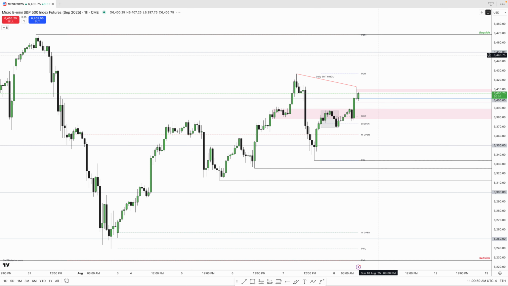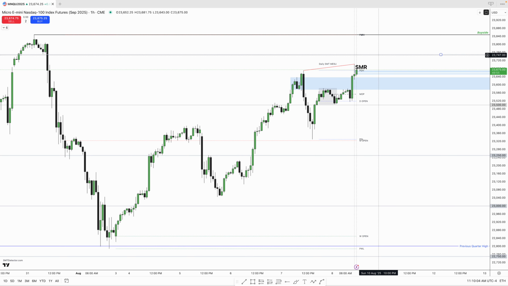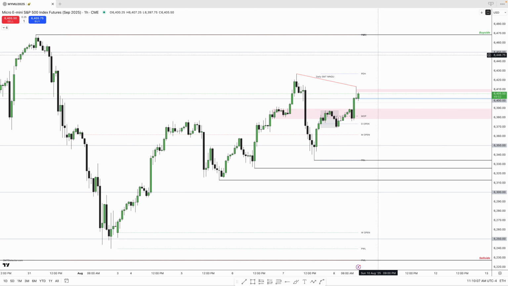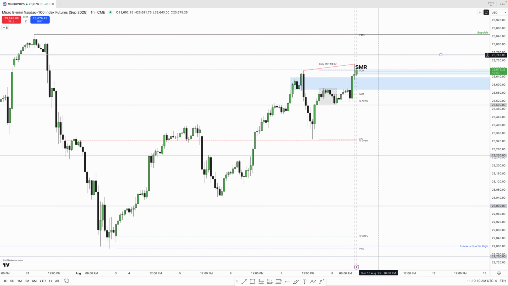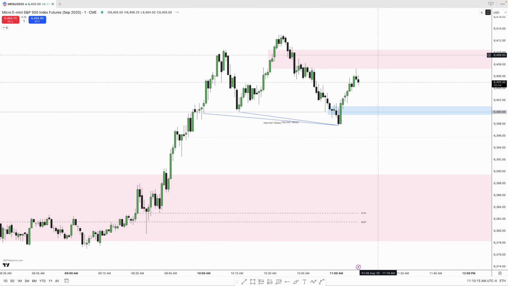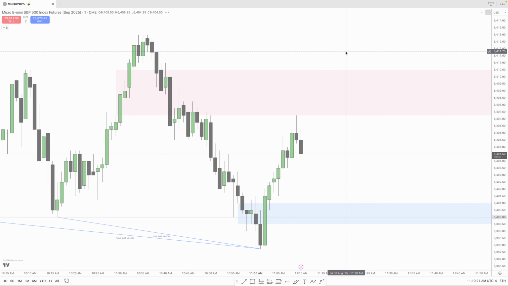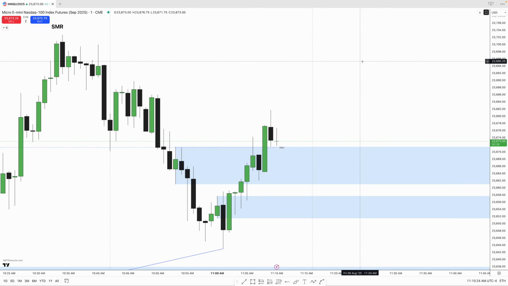Still have the daily SMT though, which is not ideal. If we didn't have daily SMT, obviously I wouldn't have taken that short, but I would also be in this long. But that daily SMT is concerning. Okay, this PD array has to hold.